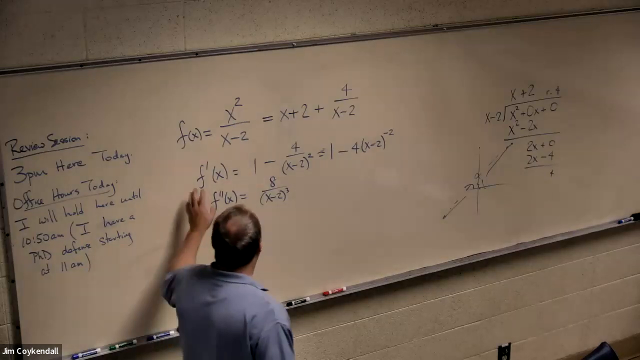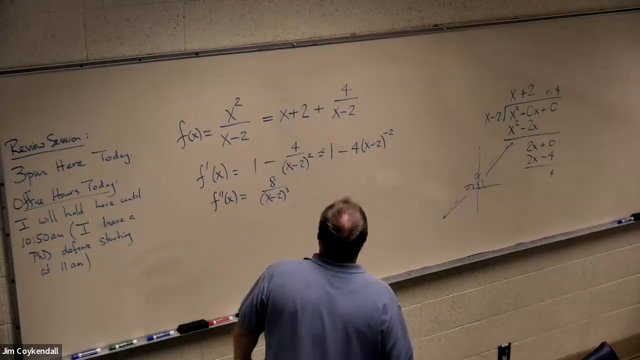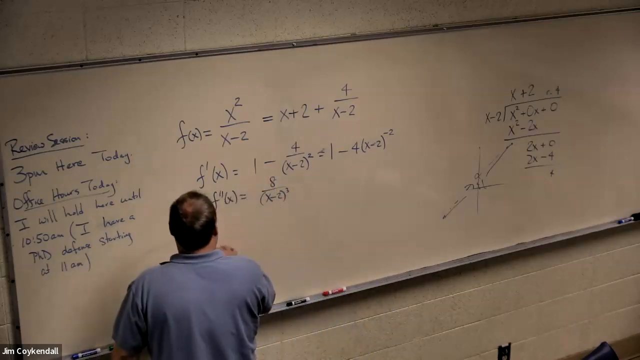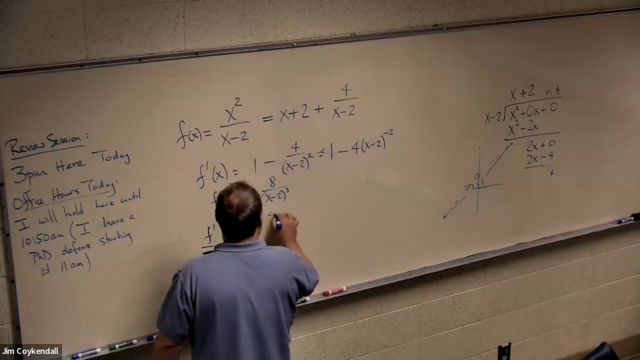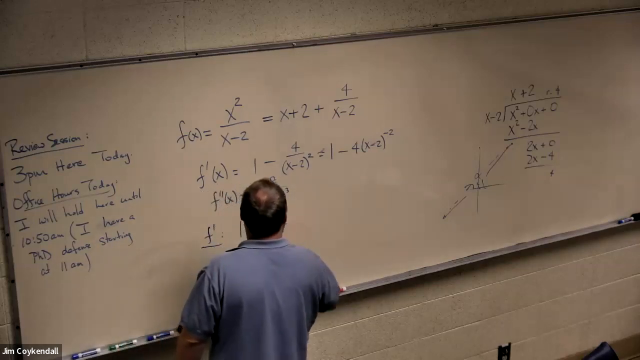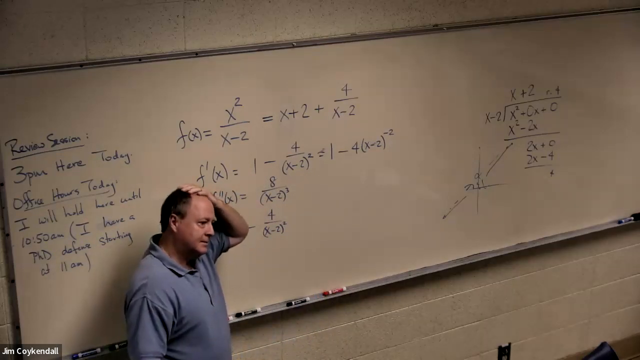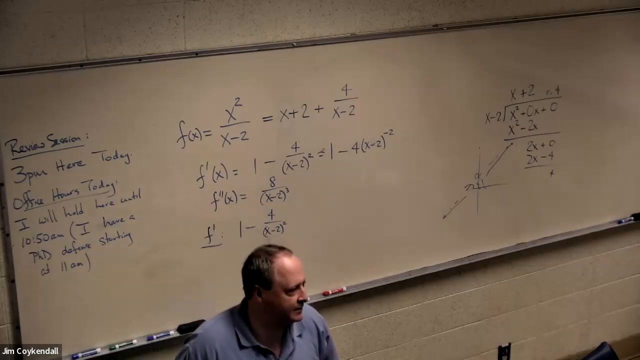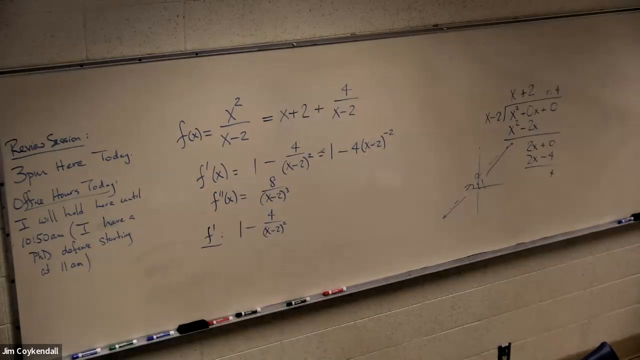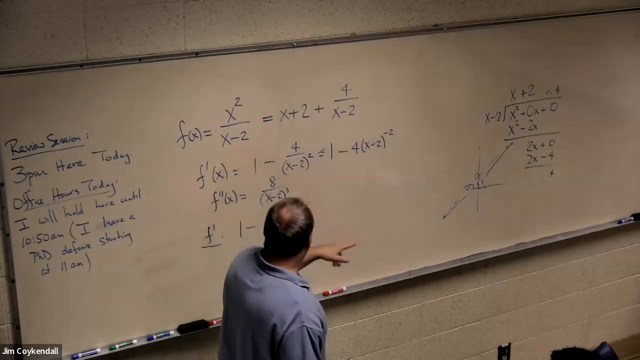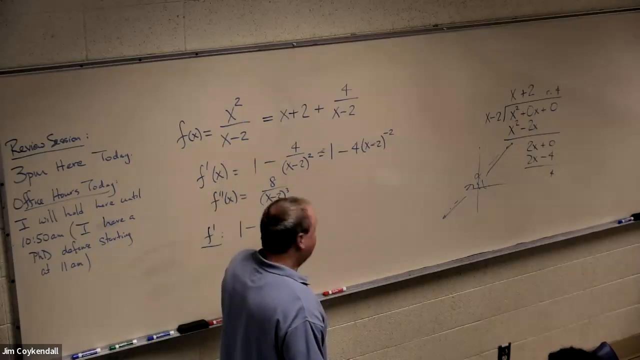Okay, let's analyze the derivatives, right? Let's look at this one first. If I look at 1 minus 4 over (x minus 2) squared, where is that undefined? That's undefined for x equals what? 2. It's actually not a critical number. Can somebody tell me why it's not a critical number? Right, you can't plug it into the original function. But it's important nonetheless, because the derivative changes sign there.